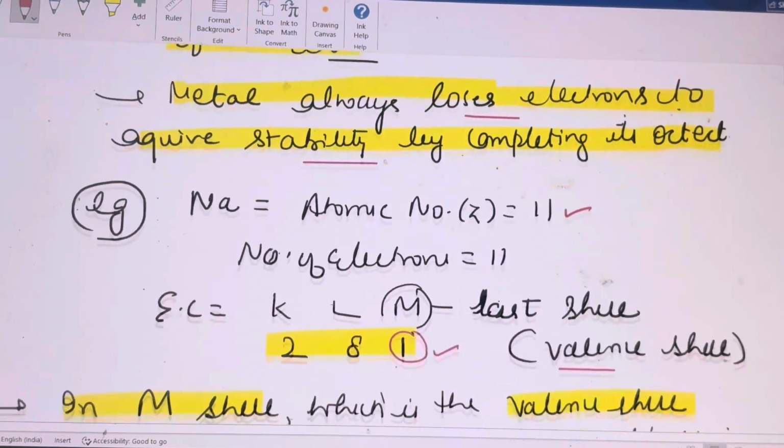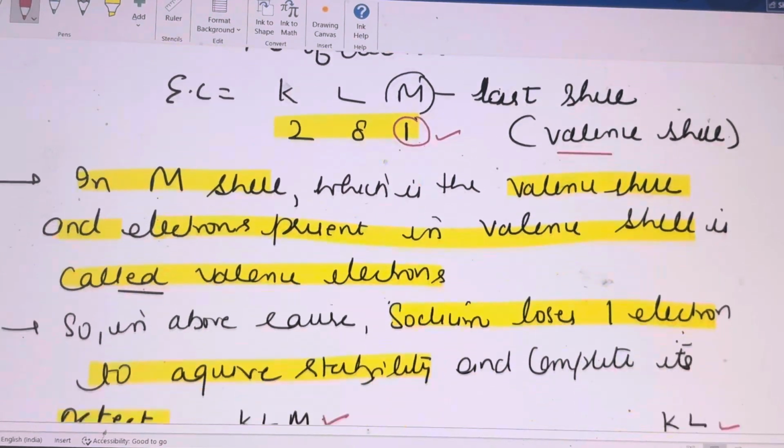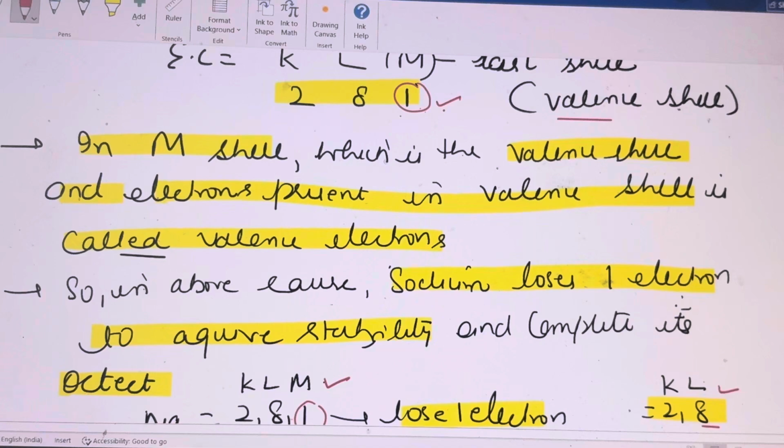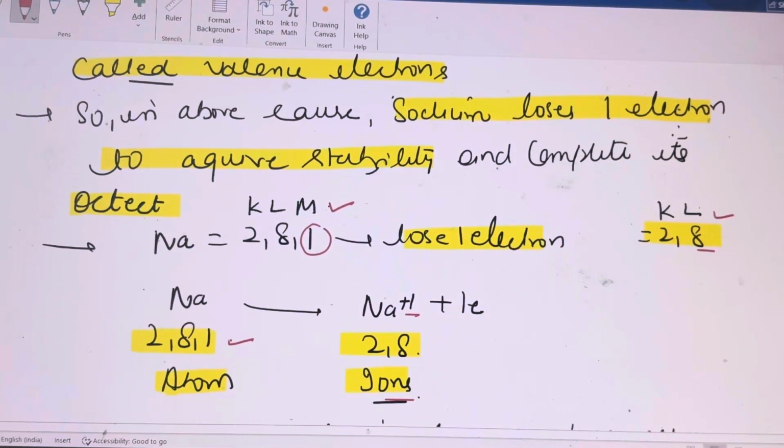For example, I'll take the example of sodium. Sodium's electronic configuration is 2, 8, 1, meaning it has 1 electron in the last shell. So it is easier for sodium to lose this 1 electron and complete its octet. Here you can see this sodium loses 1 electron and it acquires its stability by having 8 electrons in the L shell.